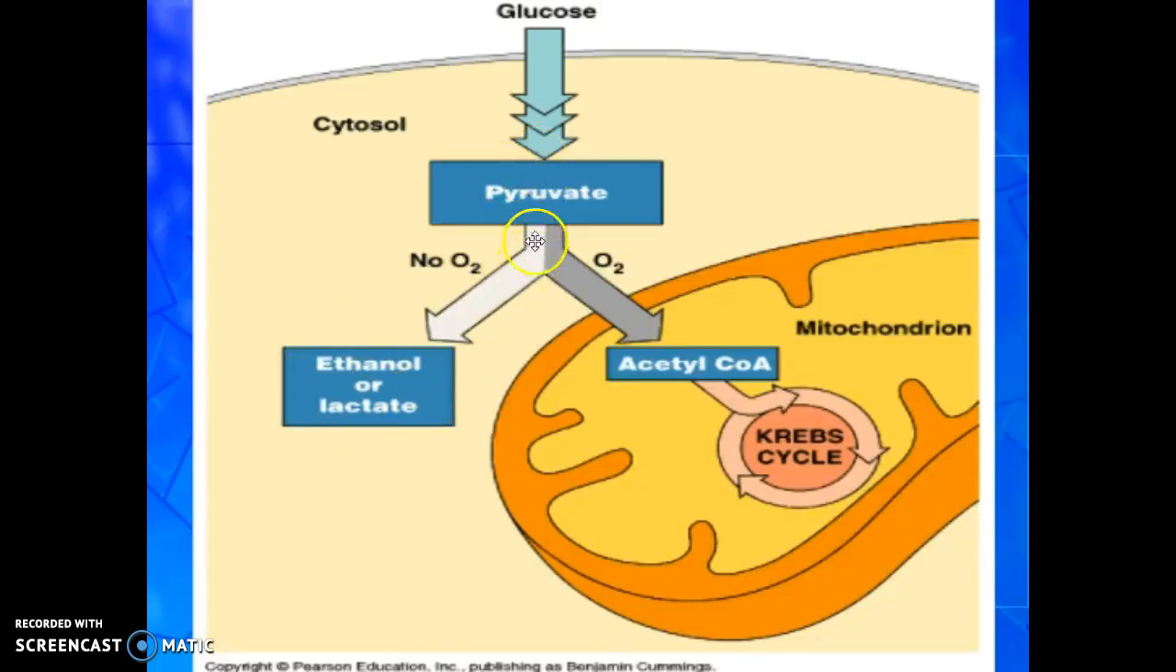Here's kind of a summary. In terms of glycolysis, we're going to create pyruvate. If we have oxygen, then that pyruvate is going to go into the mitochondria. And if we don't have oxygen, then fermentation is going to happen. And that's true whether we're talking about yeast or whether we're talking about humans.